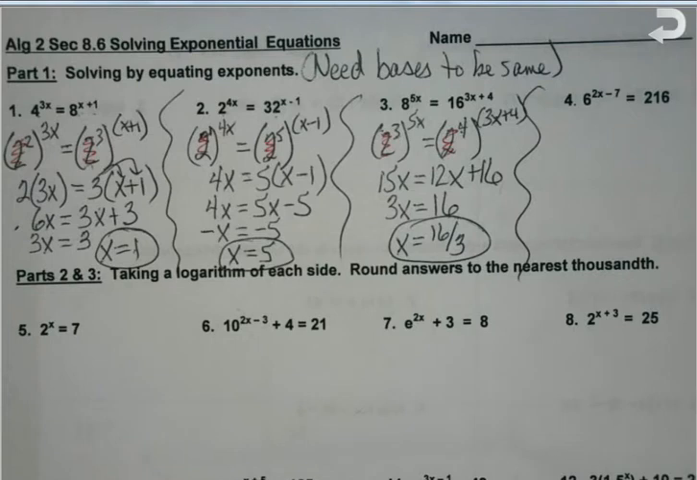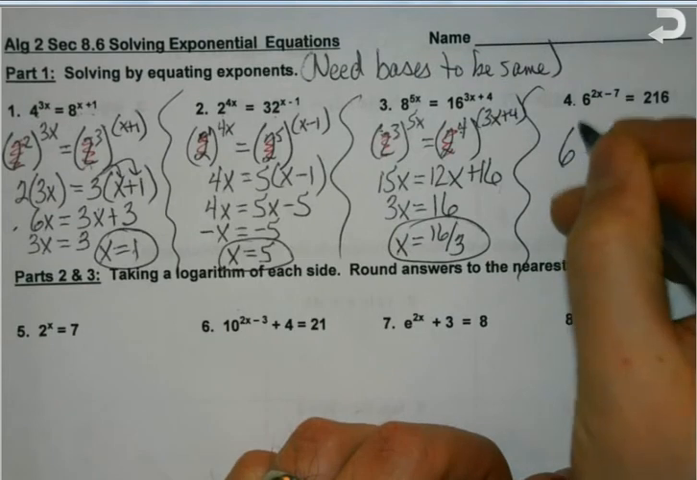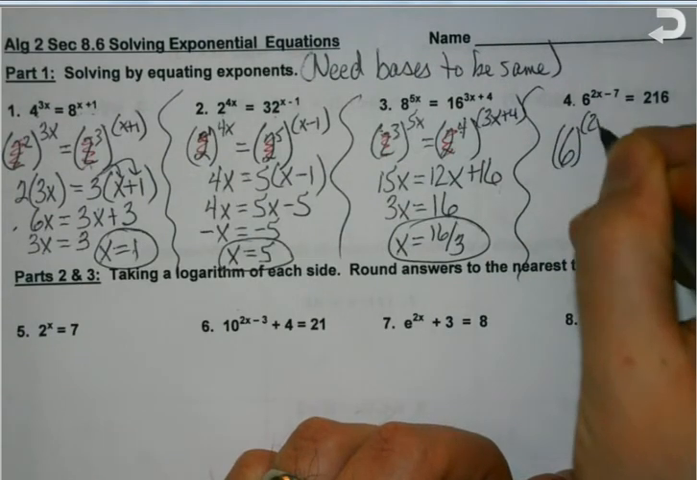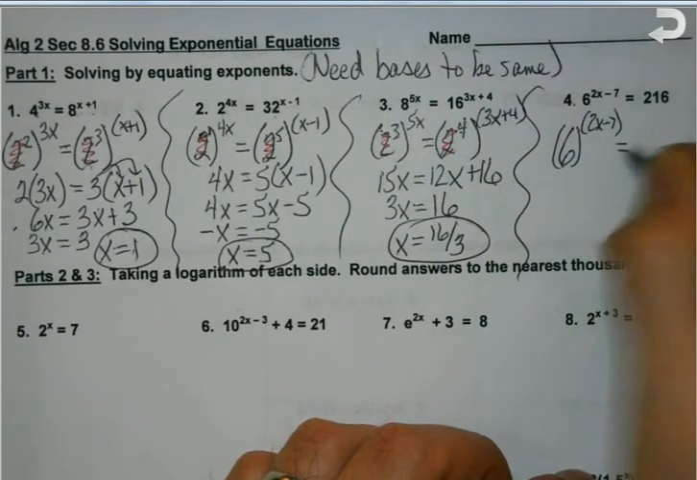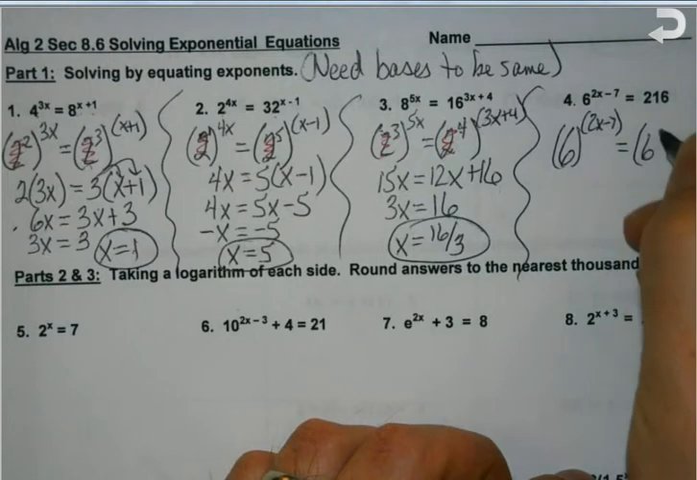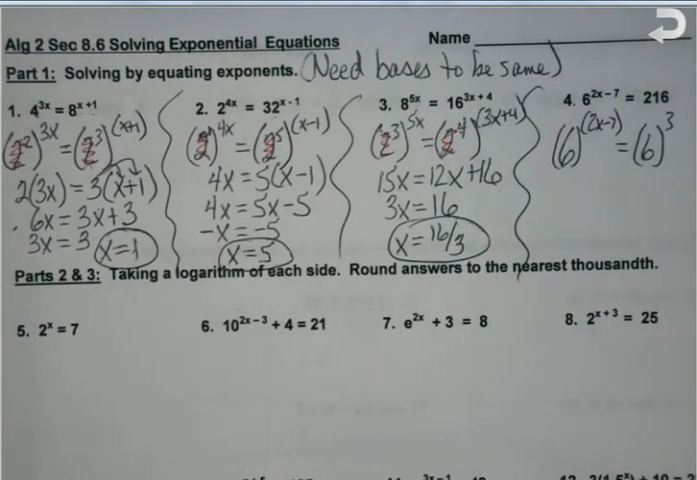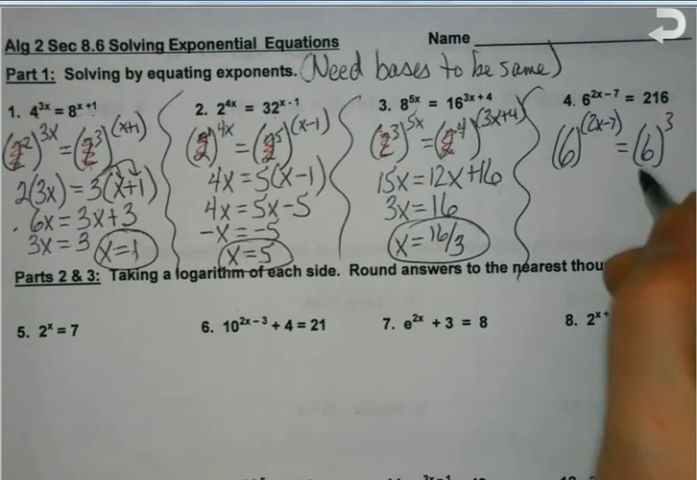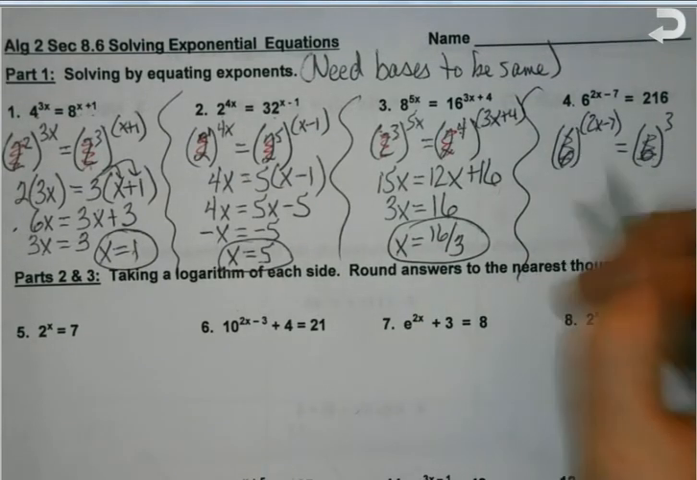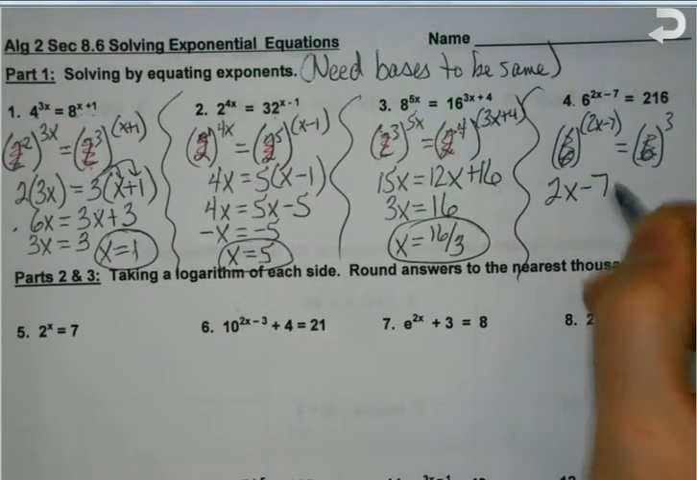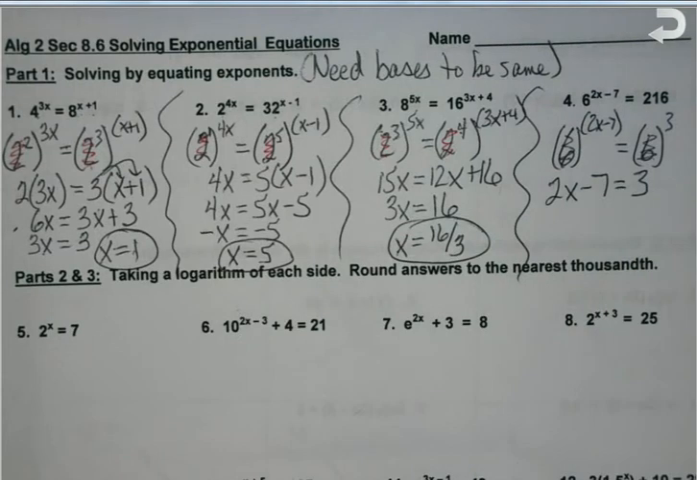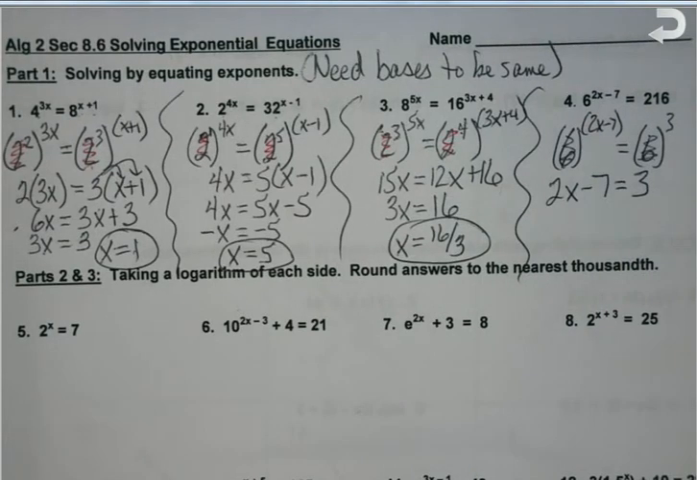Ooh, what's my base going to be this time? 6. Because, okay, my 6 can stay the same. But if I play around with 216, I find out 216 is 6 to the 3rd. So again, those kind of go away. This time, no distributing or anything fancy to do. It's just the exponents.